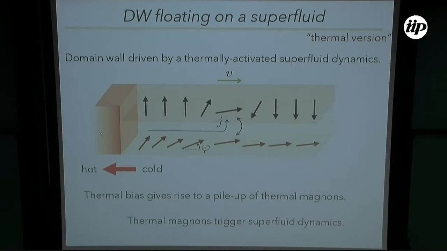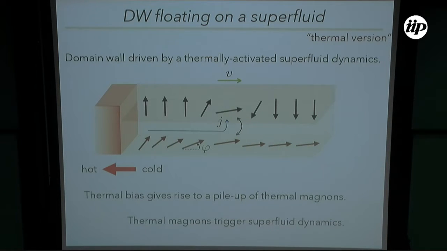this will give rise to a thermal gradient. Now, we all know well that a thermal gradient in a magnetic insulator, via the spin-Seebeck effect, gives rise to a pile-up of thermal magnons. So if we have a pile-up of thermal magnons at the interface, we have an imbalance of thermal magnons and a finite chemical potential describing this imbalance.